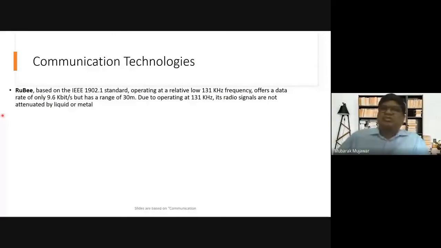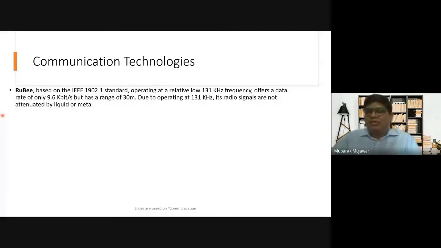One of them is Ruby, which is based on an IEEE standard and works on a relatively low frequency of about 131 kilohertz. The data rate is quite low, so we can use it for applications such as a water level sensor. The good thing is it has a range of about 30 meters. Since it uses a frequency of about 131 kilohertz, the signals are not attenuated by liquid or metal. So we can use it very well for very low to a few kilohertz range.